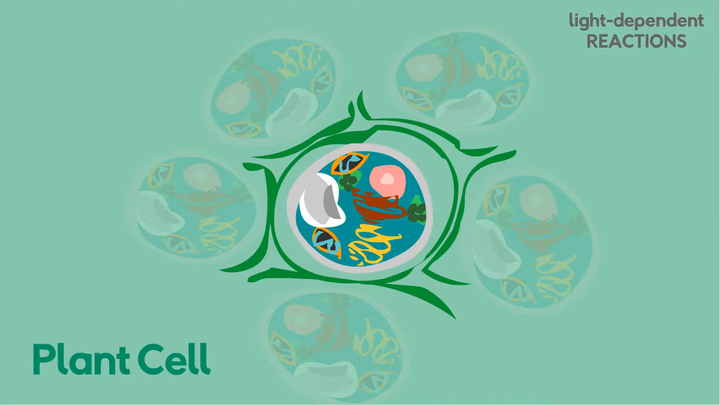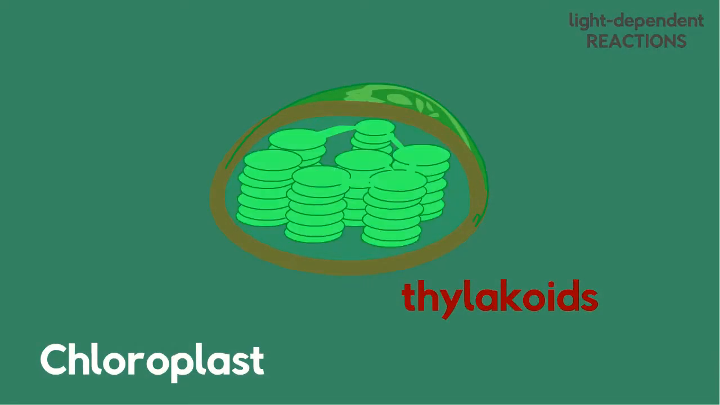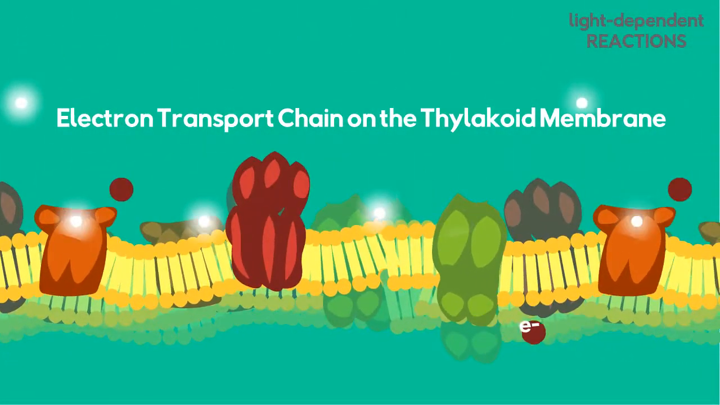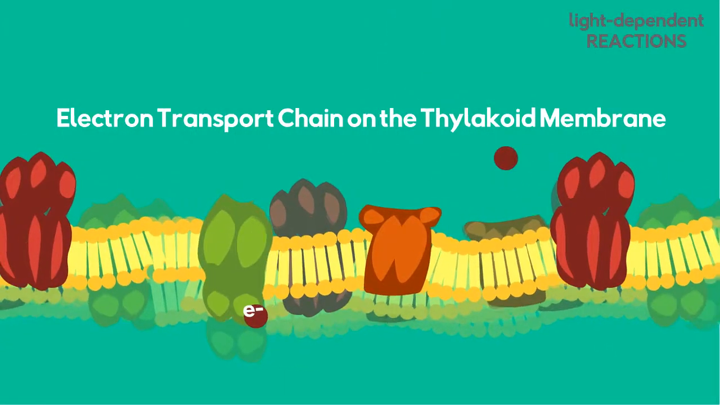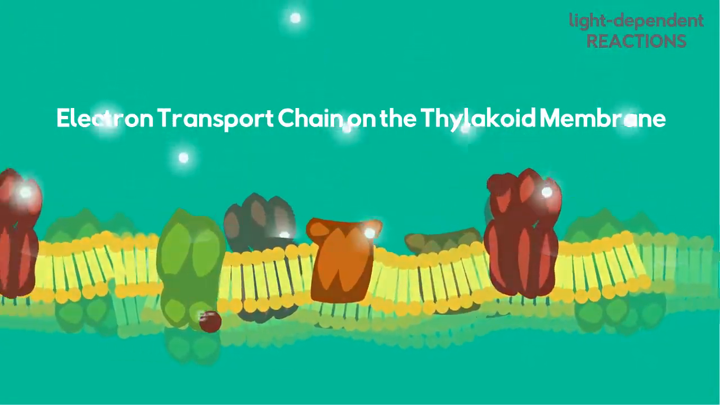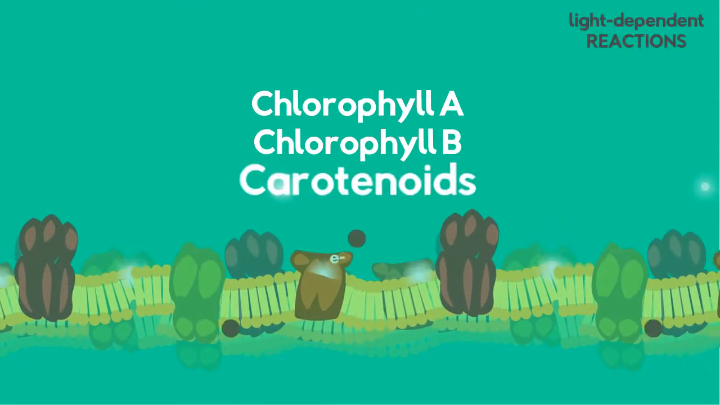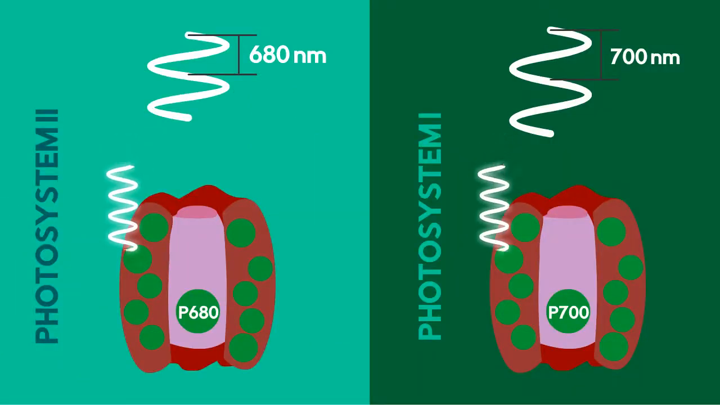The light-dependent reactions occur inside the chloroplast, specifically in the thylakoid membrane, where the electron transport chain and the photosystems are embedded. The electron transport chain is a series of enzymes embedded in the membrane. Photosystems are photopigments such as chlorophyll A, chlorophyll B, carotenoids that are embedded in the membrane. In a chloroplast, there are two photosystems.